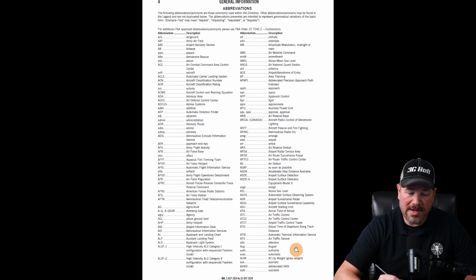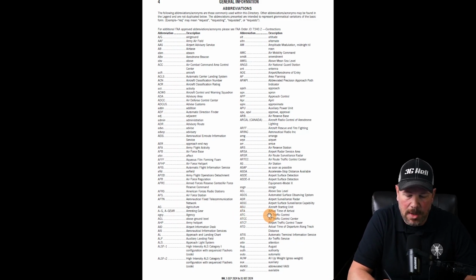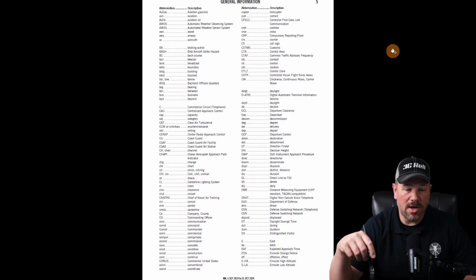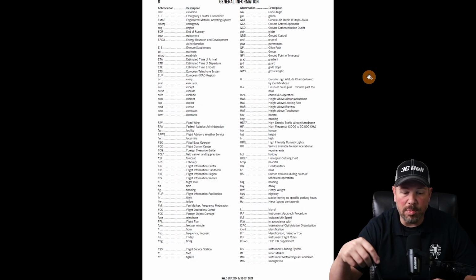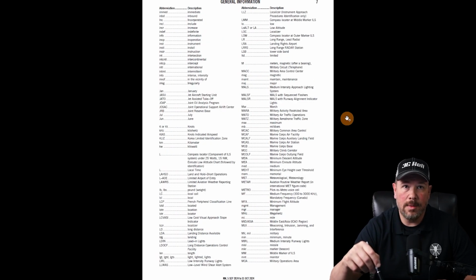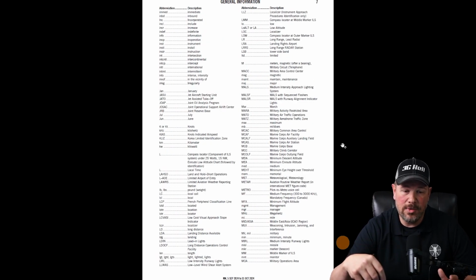If you come across something like ATA and you're not sure what that is, it's actual time of arrival, or ATC, air traffic control, obviously, ATD, actual time of departure, ATIS, automatic terminal information service. So there's all of this information in the abbreviations section that will cover everything that you need to know.